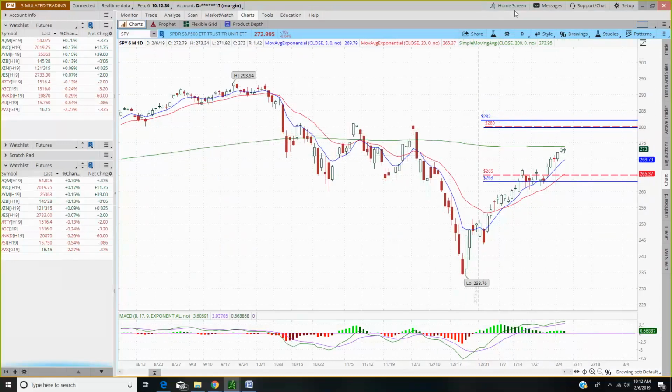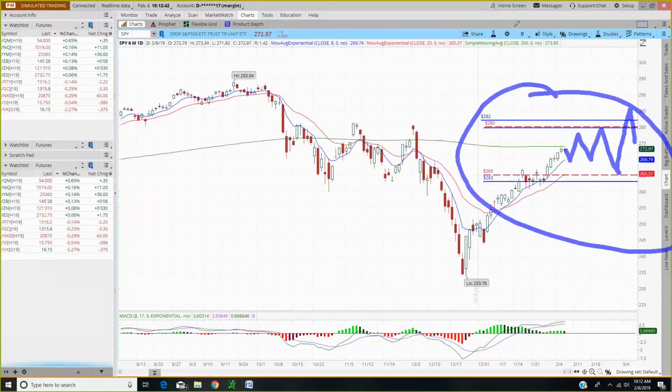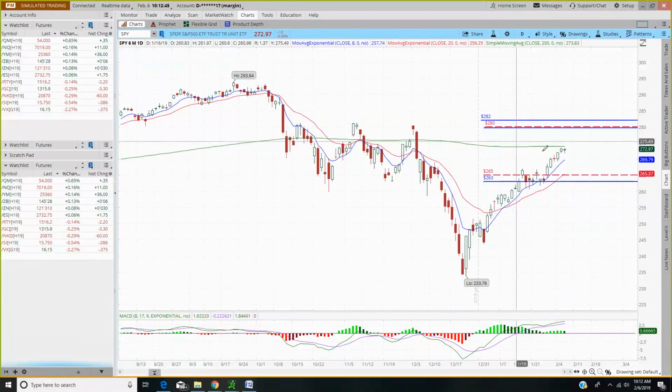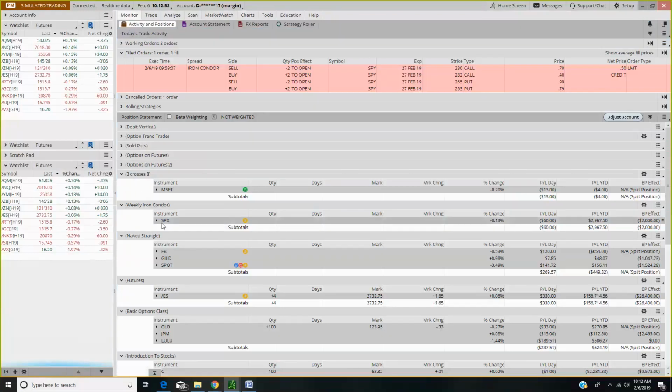So here's what we want to happen. Price to stay inside. It can even go out as long as it comes back. So this is how it should look on your chart. Just like that. Any questions on that? So we're good to go. That's the iron condor. We put it on, and we've got 7 days to expiration.